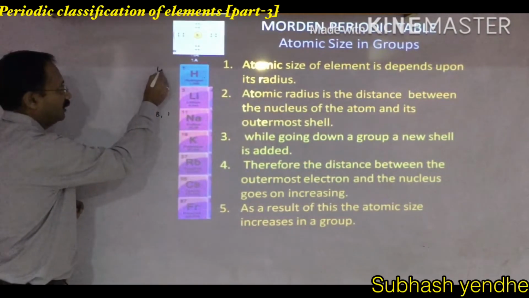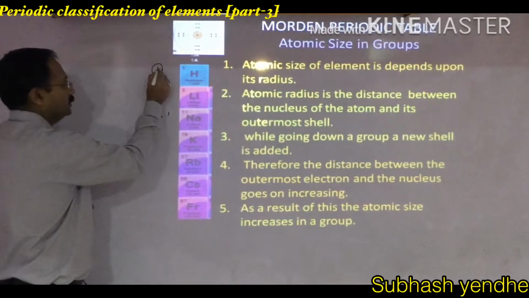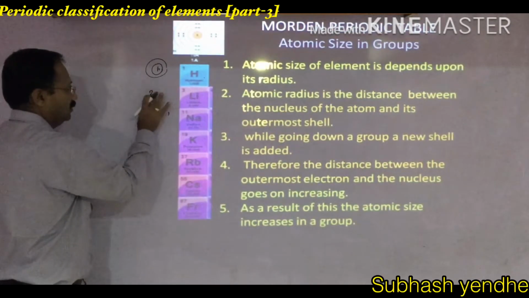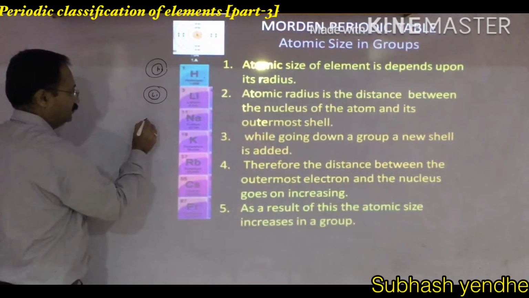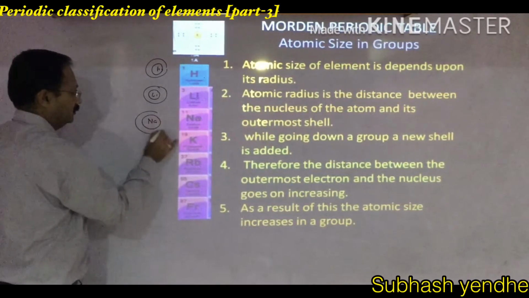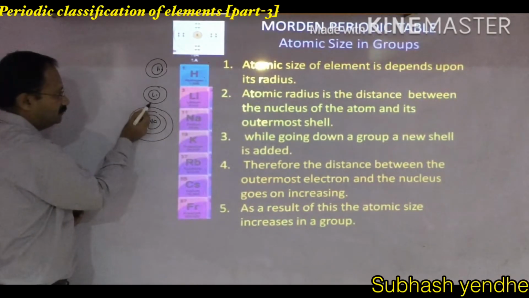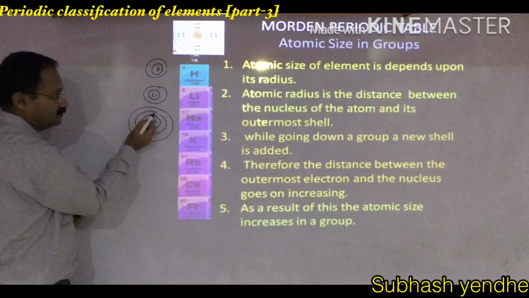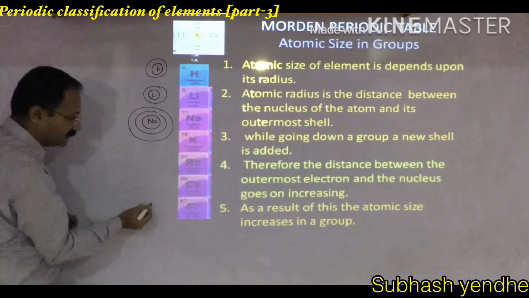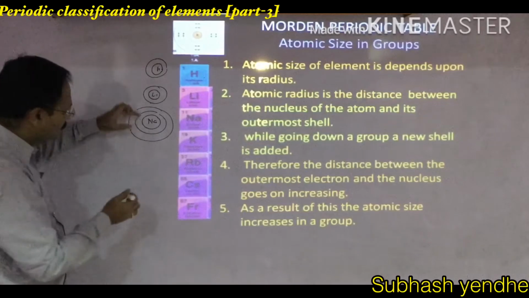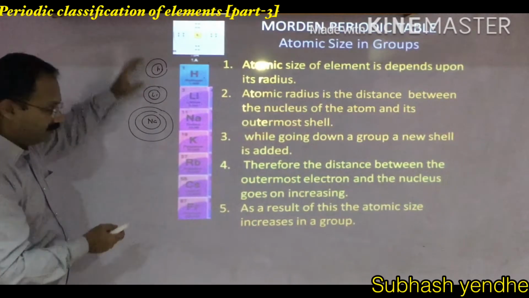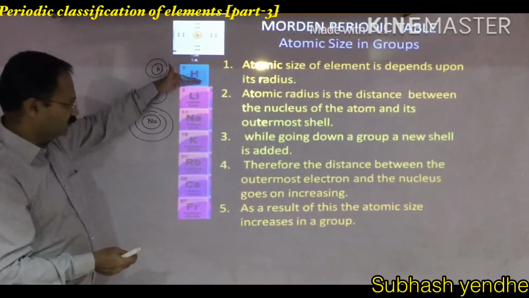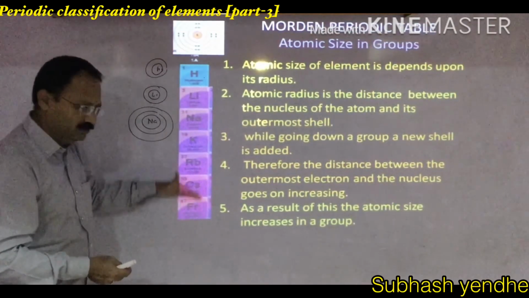Now, if you observe, for the hydrogen, this is the one shell. For the lithium, it has two shells, and then sodium for this one. See that the shells are increasing. And if the shells are increasing, the distance is increased here, and therefore atomic size in a group increases from top to bottom.